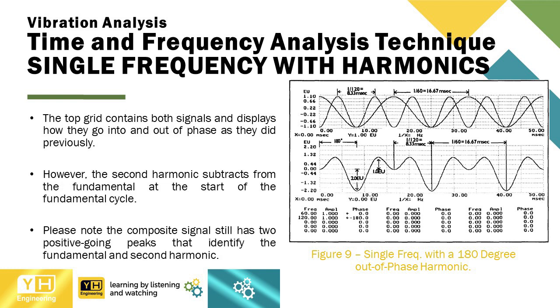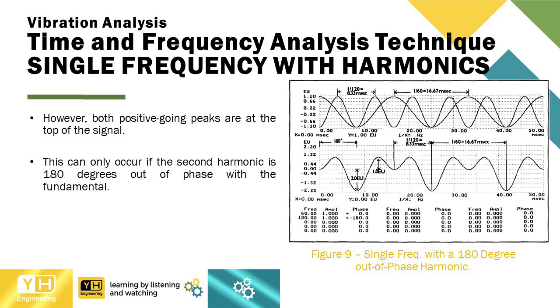The top grid contains both signals and displays how they go into and out of phase as they did previously. However, the second harmonic subtracts from the fundamental at the start of the fundamental cycle. Please note the composite signal still has two positive going peaks that identify the fundamental and second harmonic. However, both positive going peaks are at the top of the signal. This can only occur if the second harmonic is 180 degrees out of phase with the fundamental.